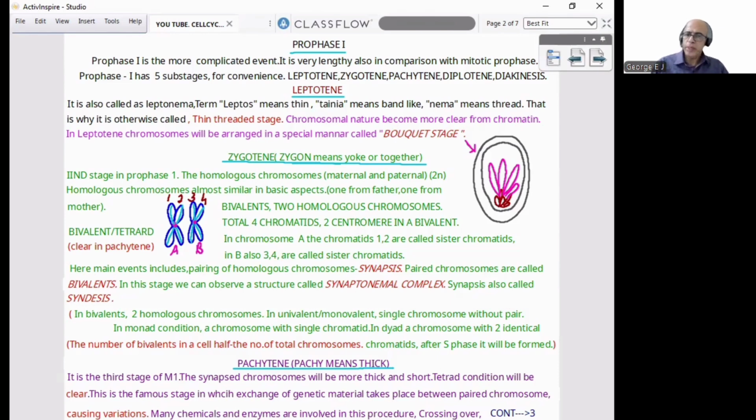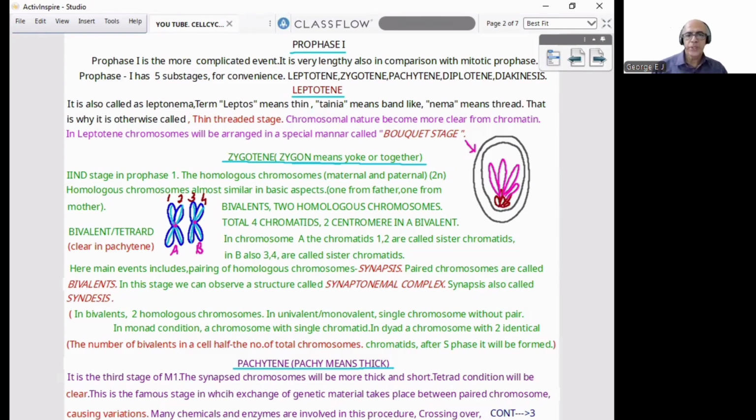Chromosomal nature becomes clearer than the chromatin. Leptotene chromosomes will be arranged in a special manner called bouquet stage. Here you can find that just like a bouquet, the chromosomes will be arranged. That is the feeling we can get. So it is called bouquet stage, that is meiotic prophase 1, leptotene substage, bouquet stage. That's the following type of question.